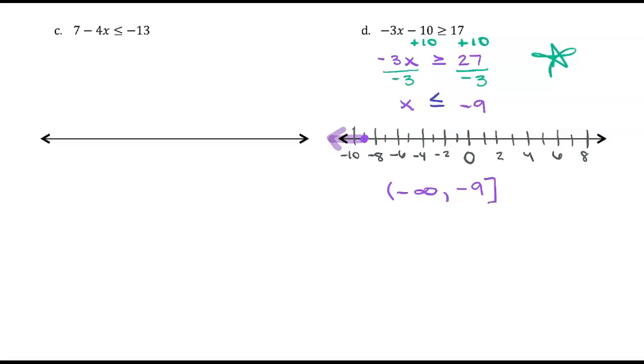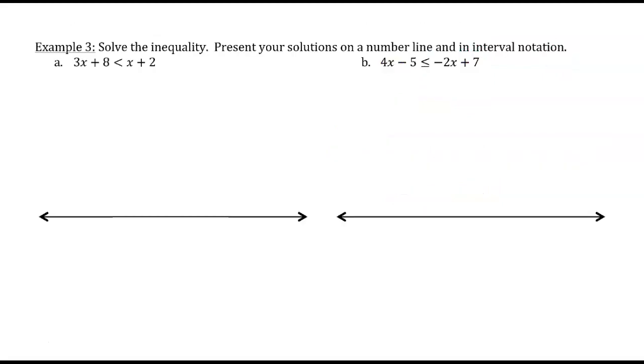Let's take a look at example 3. The instructions for example 3 are the same as those from example 2. We're going to solve the inequality, write the solutions on a number line, and then in interval notation. The only difference is we're going to have a couple more steps to solving these inequalities.